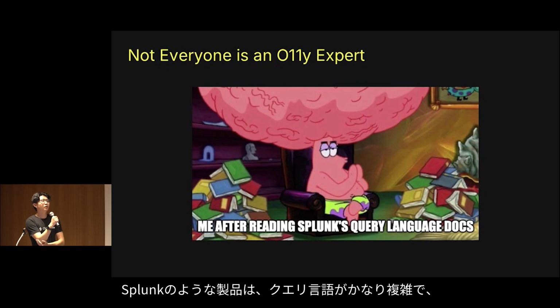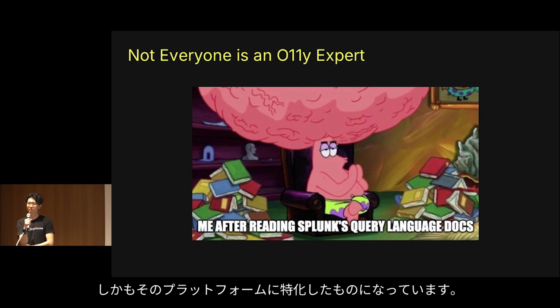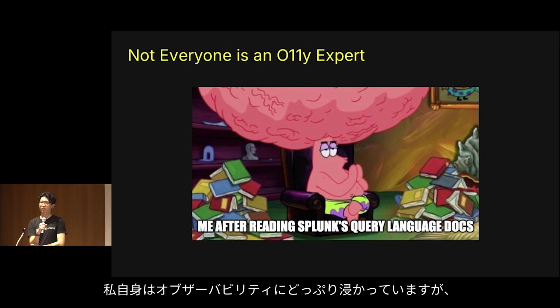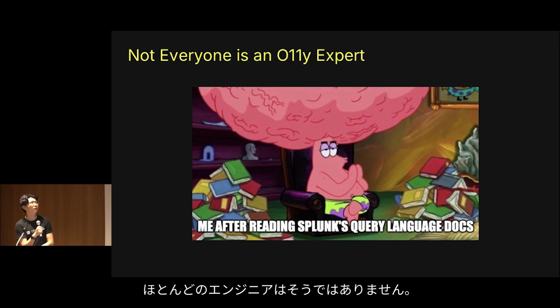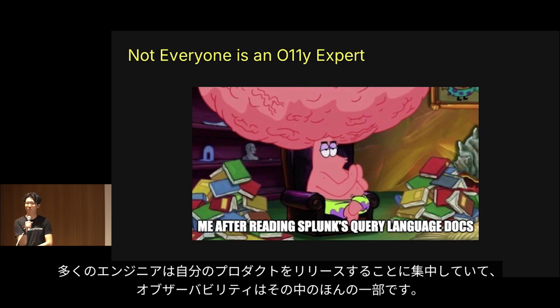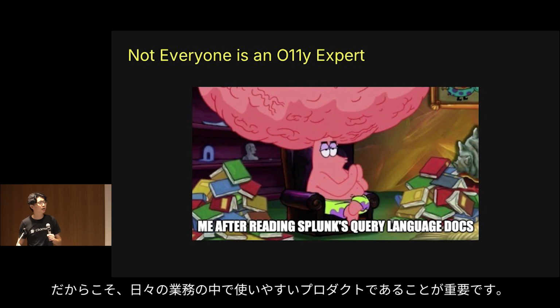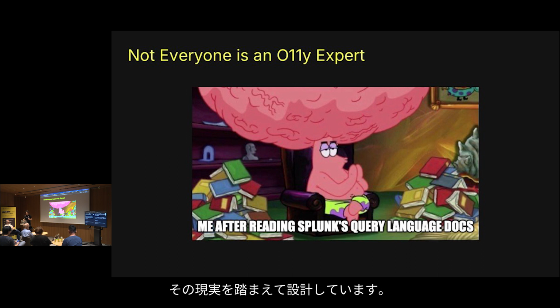I think products like Splunk have a quite complex query language, and it's also very bespoke to their specific platform. For us, it's really important to realize that while I probably live and sleep observability, most engineers do not. Most engineers have a product that they're focused on shipping, and observability is a smaller slice of their day-to-day work, and the product should be easy to use for them based off of that.